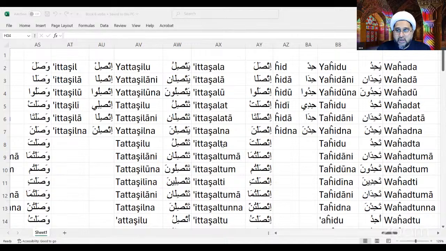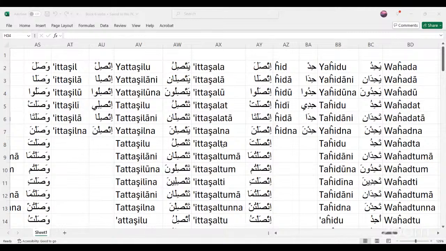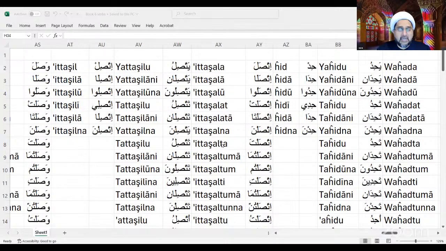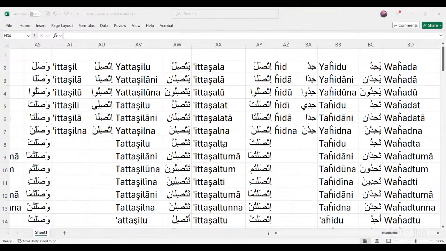Sister Zabunisa, go ahead. Ittasala, ittasalat. Sad has a fatha. Ittasalata, ittasalna, ittasalta, ittasaltuma, ittasaltum, ittasalti, ittasaltuma, ittasaltu, ittasalna.